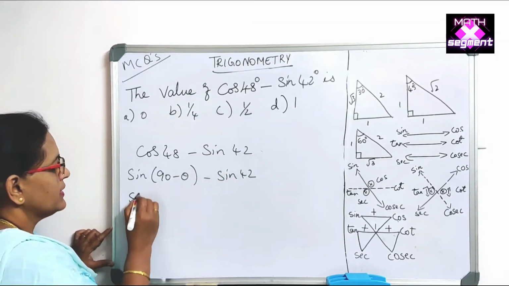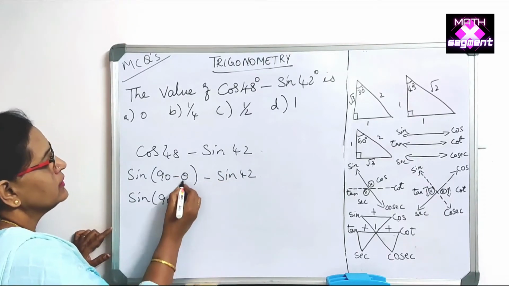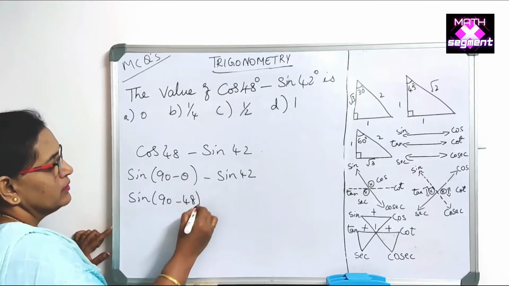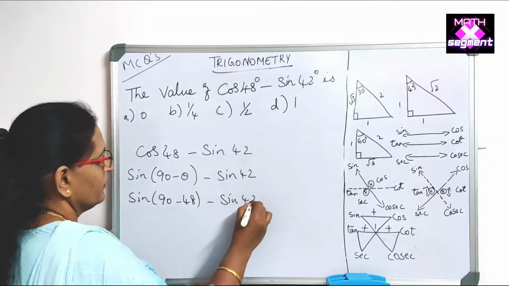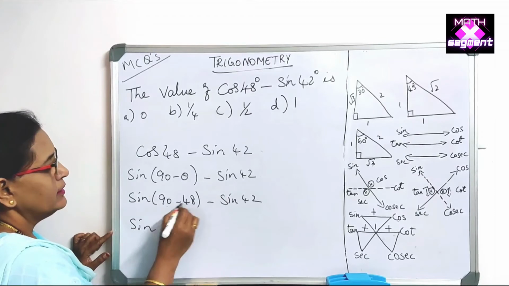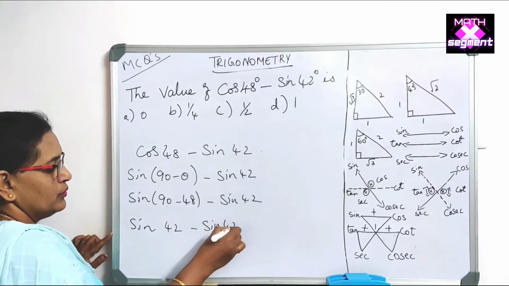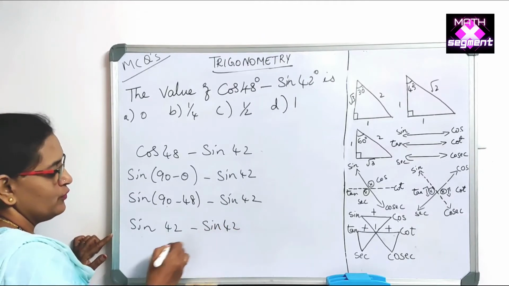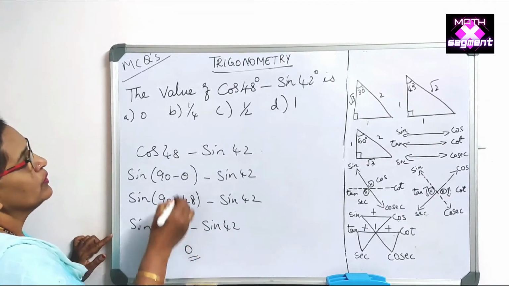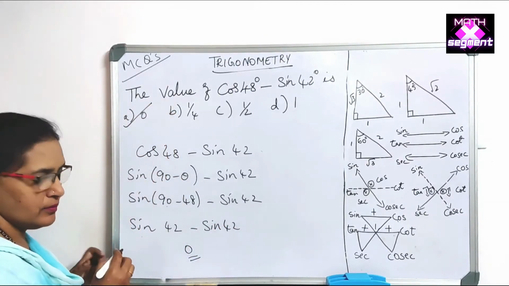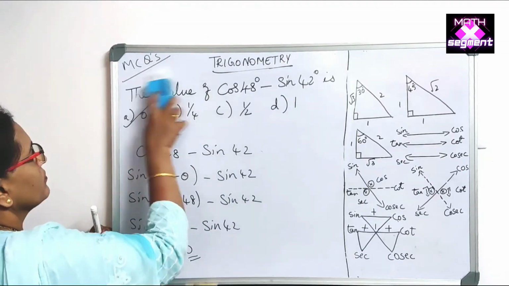So here it becomes sin 90 minus theta is what? 48 minus sin 42. So sin 90 minus 48 is 42. So minus sin 42. Sin 42 minus sin 42 is nothing but 0. So 0 is your answer. A is the correct answer.